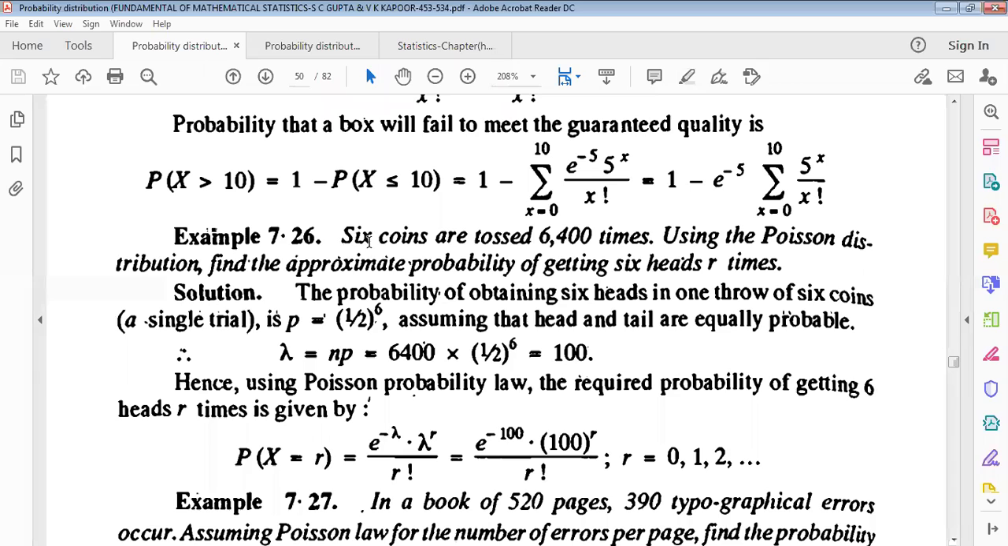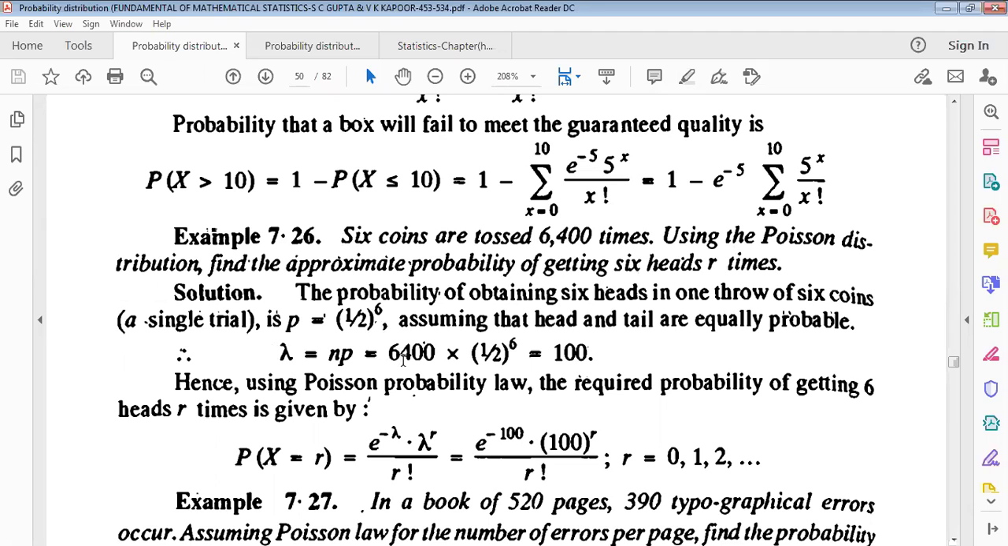Similar process: 6 coins are tossed 6,400 times. Using the Poisson distribution, find the approximate probability of getting 6 heads r times. Just using the probability density function for the Poisson distribution, we get the result.